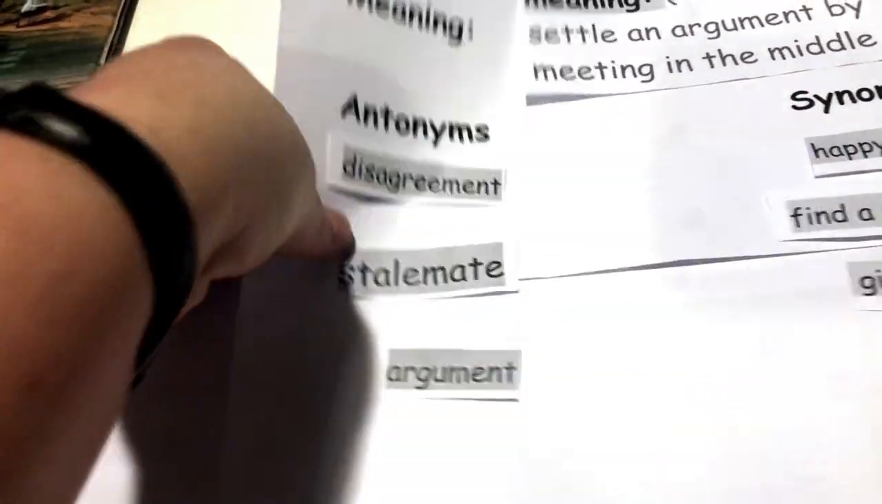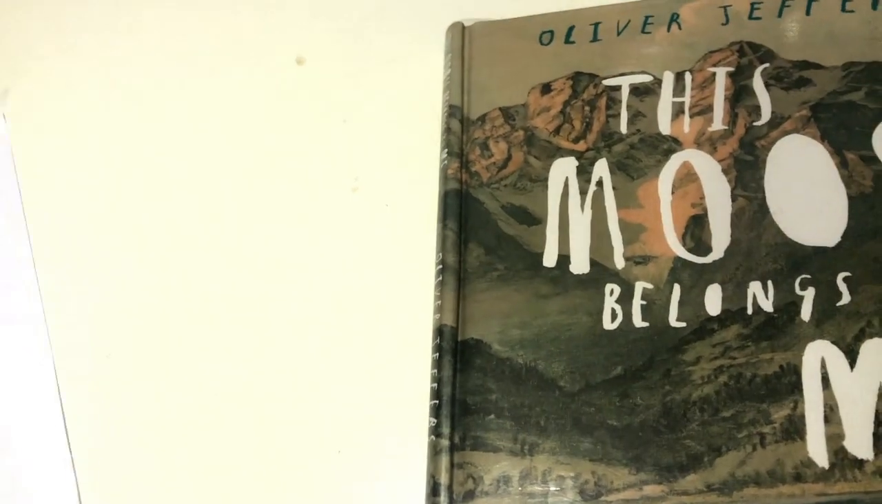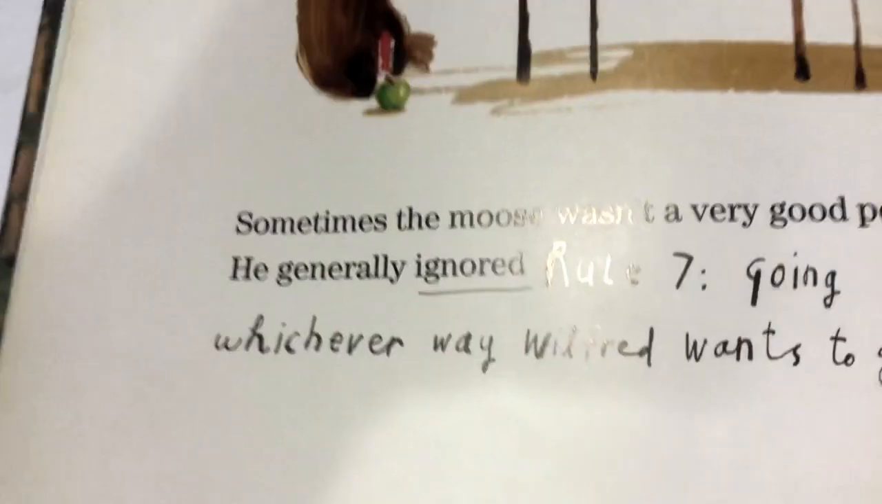Now we're going to go back and look at some of the other vocabulary in the book, because there's quite a lot here that you may not be familiar with. So let's just have a look through. I will find them as we go along. The first couple of pages were okay, but okay. It says here, the moose ignored Rule 7.